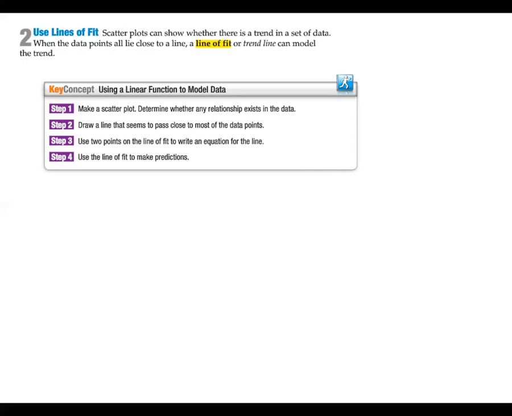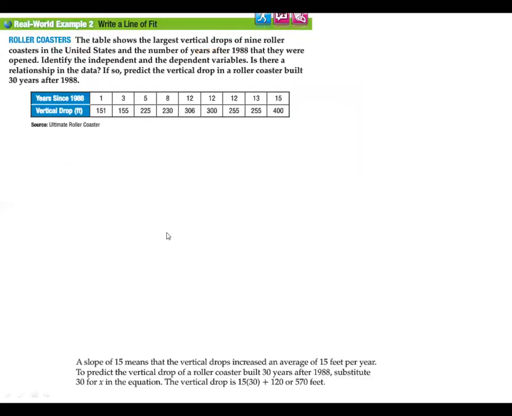You can have your line pass through 1 or 2 points. It can pass through 3 or 4 points. Just draw a line that, when you look at it, looks like it gets as close to as many points as possible. Then just pick 2 points off of that line to write an equation for that line. Okay, if you have 2 points, you can use point-slope form. The 2 points to get the slope, and then one of those points with the slope to write the equation of the line. And then once you have the equation of the line, you can plug values in that to make predictions. Okay, so let's look at how we do this.